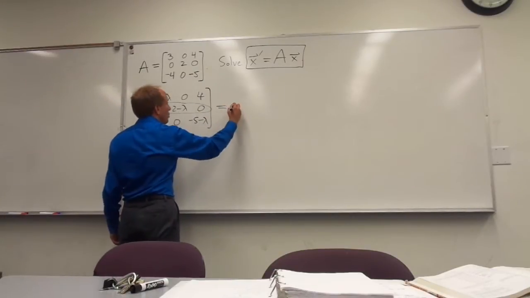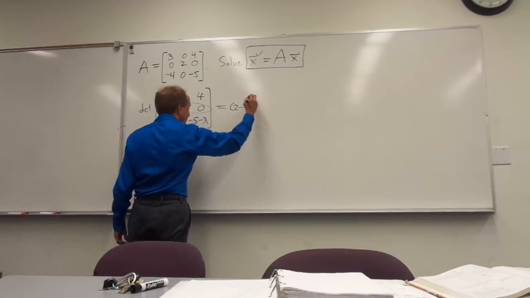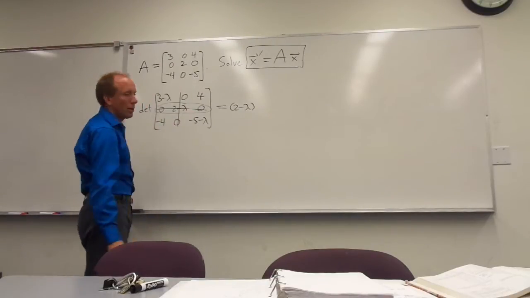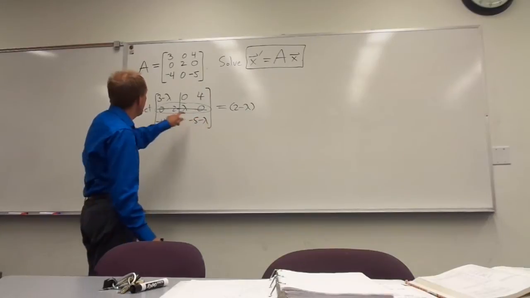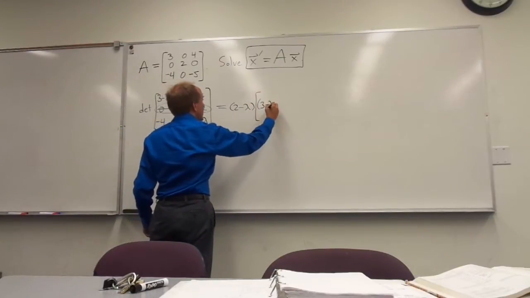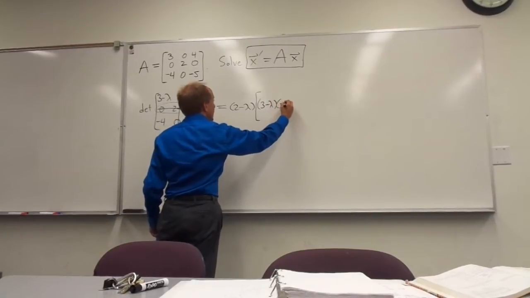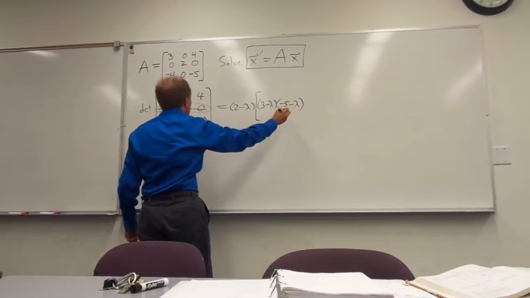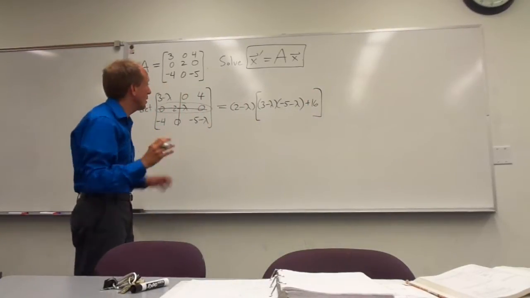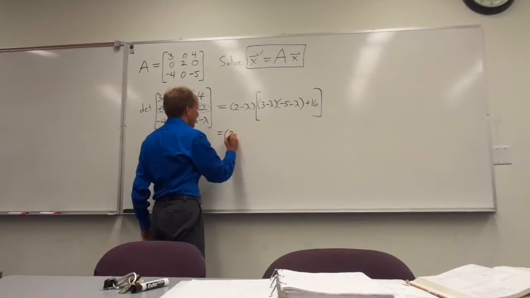And so I'll have 2 minus lambda times the determinant of what I get when I cross off the middle row and column, which is just this 2 by 2 determinant on the outside. So it'll be 3 minus lambda times negative 5 minus lambda, and then plus 16. So I'm doing this fairly quickly, but it certainly is something that you guys want to be able to do.